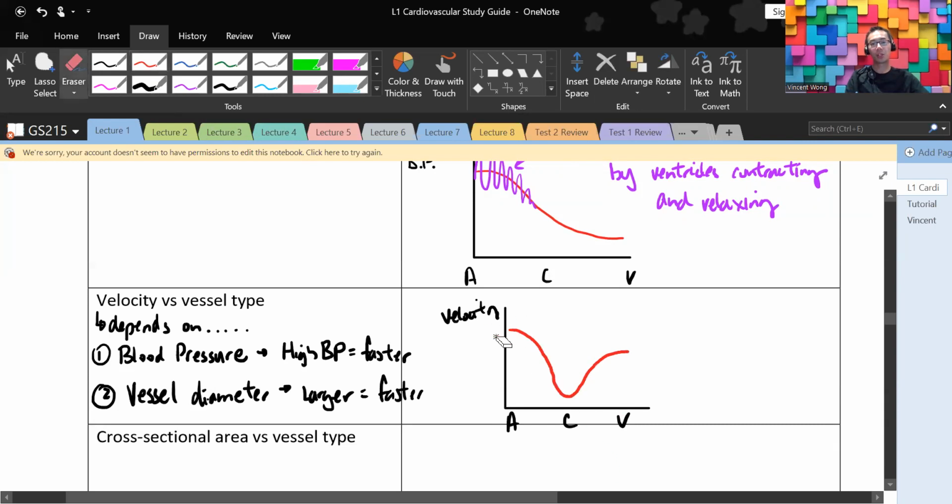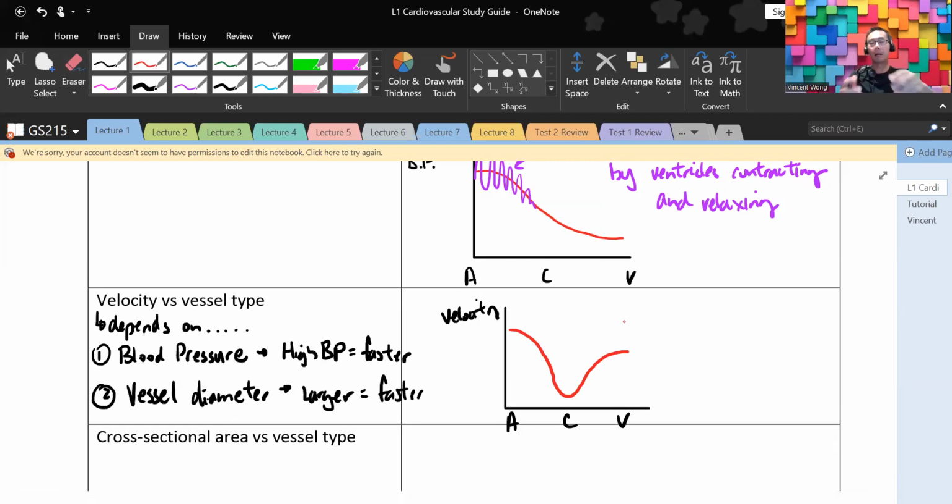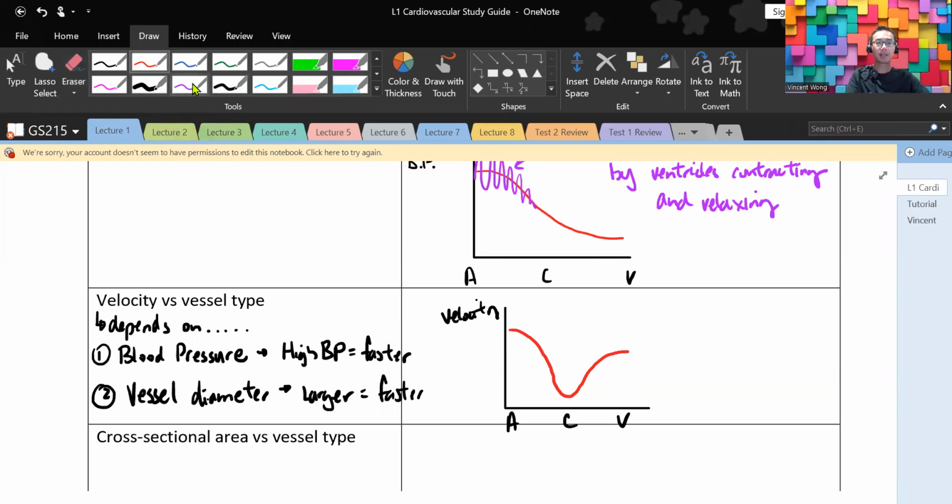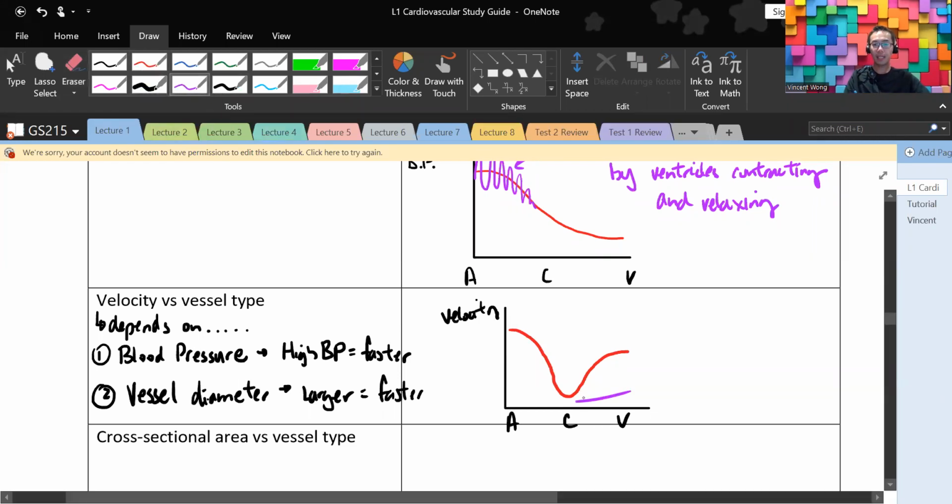Okay, so arteries have high blood pressure, even though the diameter is a little bit smaller, but the high blood pressure would compensate for the smaller diameter, so it's still going to end up pretty fast. On the other hand, the veins, right? They have low blood pressure, but they're bigger. So the larger diameter compensates for the low blood pressure. So it's comparable, but it's still going to be a little bit higher at the arteries, and it's going to be the slowest at the capillaries.